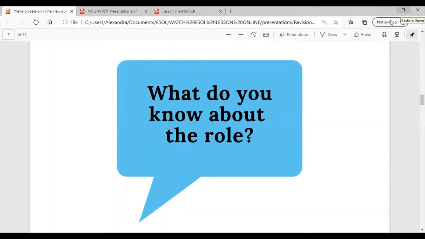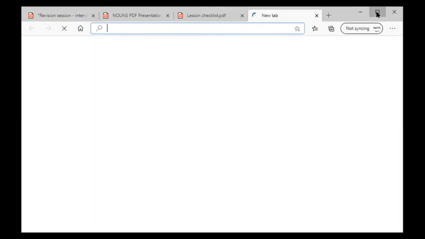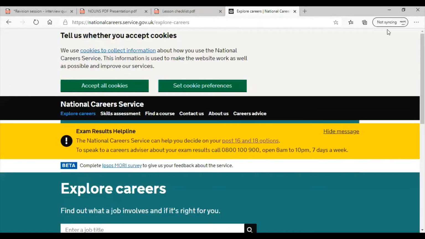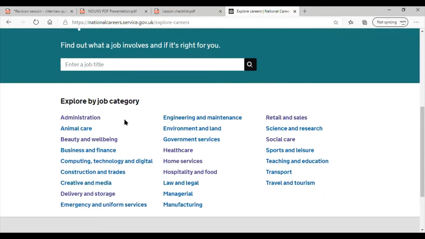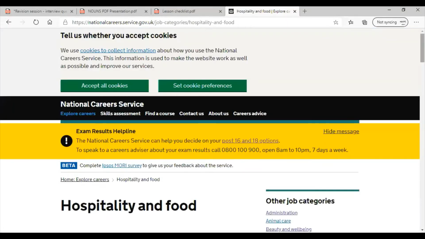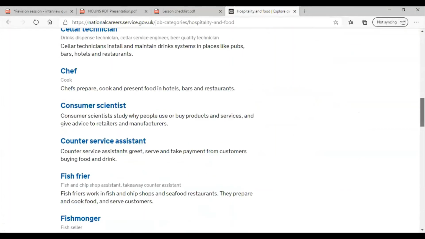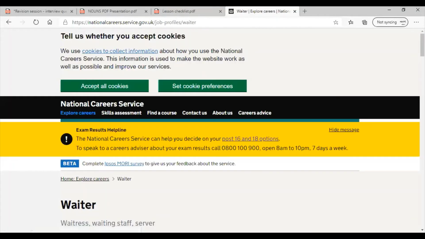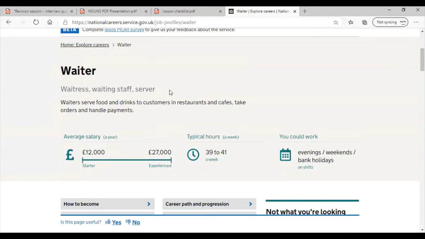Now I'm just going to quickly swap the screens because what we're going to use for this next question, we're going to use the National Careers Service job profiles. So I'll just open up a new tab. So we're going to go to the National Careers Explore, and they have different job profiles and all the different job sectors you could work in on the National Careers Service website, and it gives you job profiles on different types of jobs. So we're going to go to hospitality and food, which is like restaurants, cafes, and it's got a list of different jobs that you can do in that sector. And we're going to go right down to the bottom for W, where we've got waiter, so here we've got all the job information about if you were to work as a waiter.